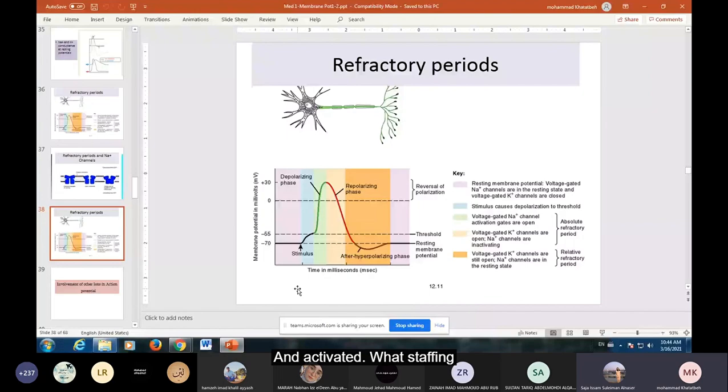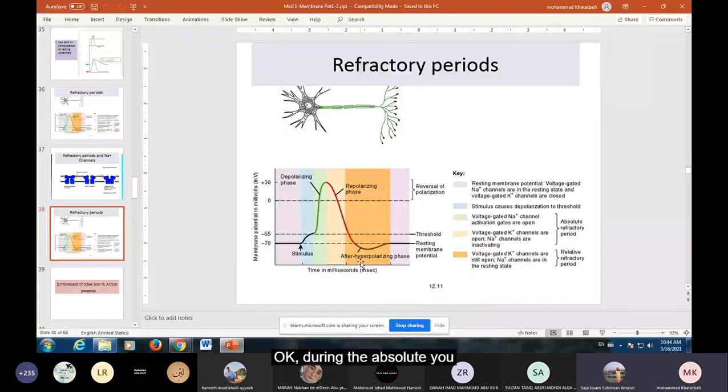Inactivated. Okay. You are starting inactivation at the tip here, yes. Okay. Why is only the first third of the phase considered the absolute refractory period? Why do I consider only the first third of the phase the absolute refractory period?